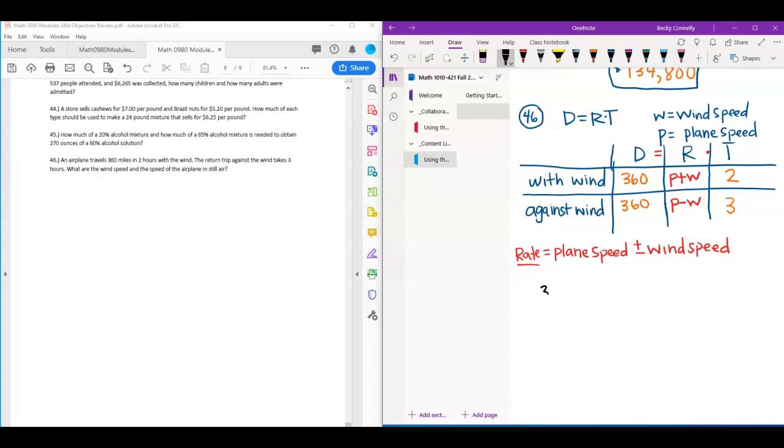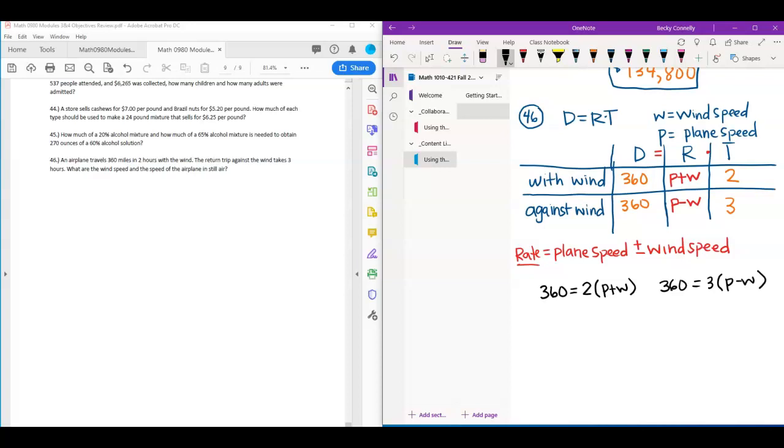So I've got 360 equals, and let me write that. I like writing my 2 here instead. It doesn't matter with multiplication whether I write it as 2 times (P plus W) or (P plus W) times 2. It just works better with my brain having it in the front there. And then my other equation is 3 times (P minus W).